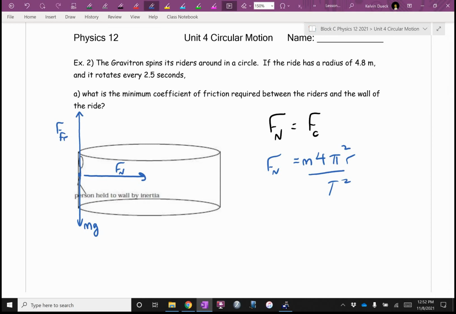Yeah, Parker. If we're finding the coefficient of friction, if friction and gravity are balanced, just speed up that way. If they're balanced, what can I write as an equation? Because this is the aha moment right here. Mg equals friction. Mg equals friction. Let's write that down.